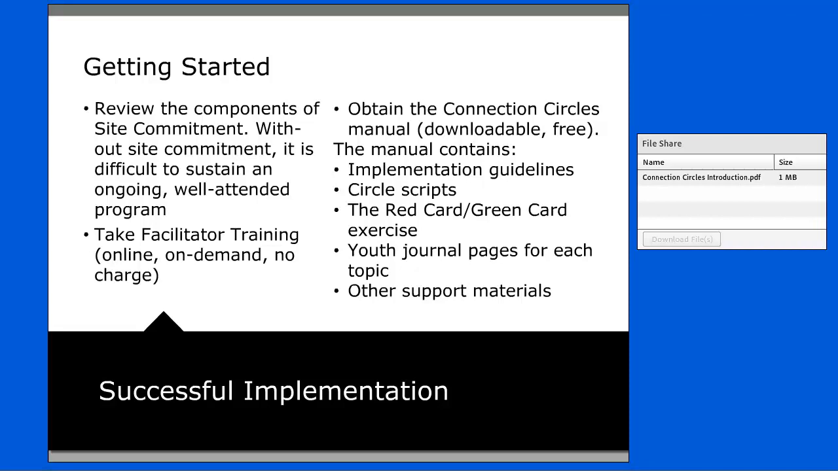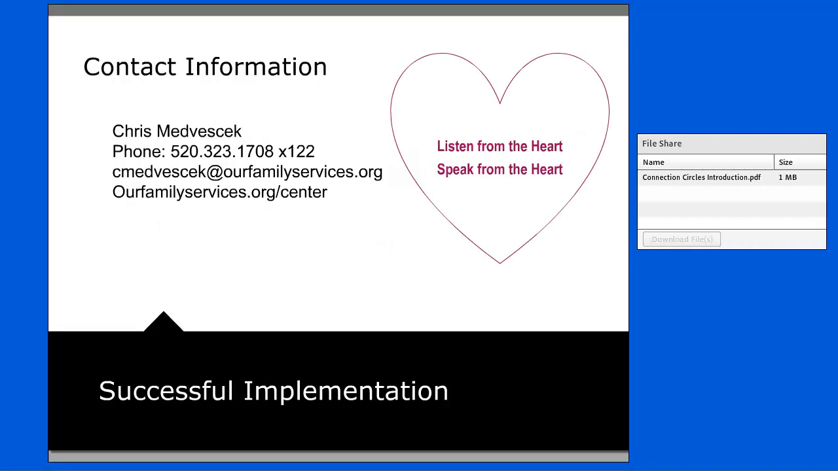You also can obtain the Connection Circles manual, which is downloadable and free, and this contains implementation guidelines, 15 circle scripts, the red card, green card exercise, youth journal pages for each topic, and other support materials. The motto of Connection Circles is listen from the heart, speak from the heart. I hope that this brief introduction has given you a sense of how the Connection Circles program could come to life at your site to the mutual benefit of the youth and the staff who serve them.